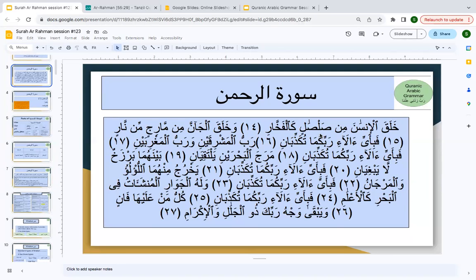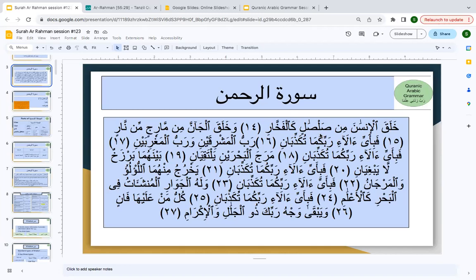So what do we see next in verse number 17? Rabbul Mashriqaini wa Rabbul Maghribaini. Rabbul Mashriqaini, just give me grammar for that. Okay, Rabbul Mashriqaini is an idafa. Number one, it is an idafa, and this is giving us something. It is as if this verse is saying, He is the Rabb of two easts and the Rabb of two wests, right?